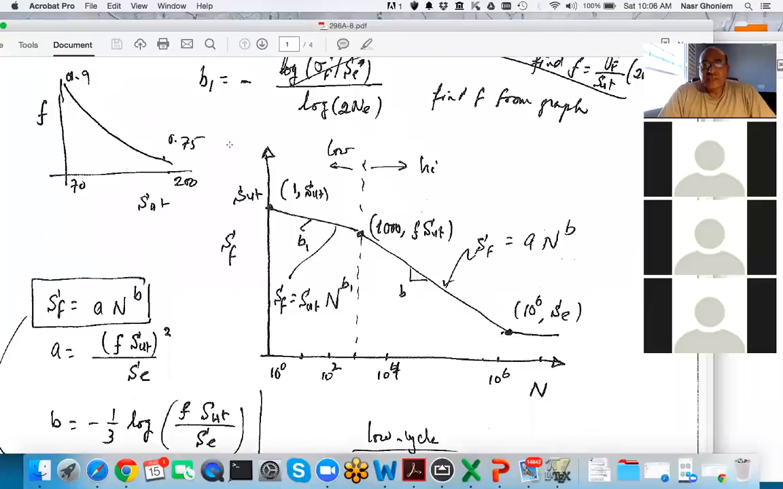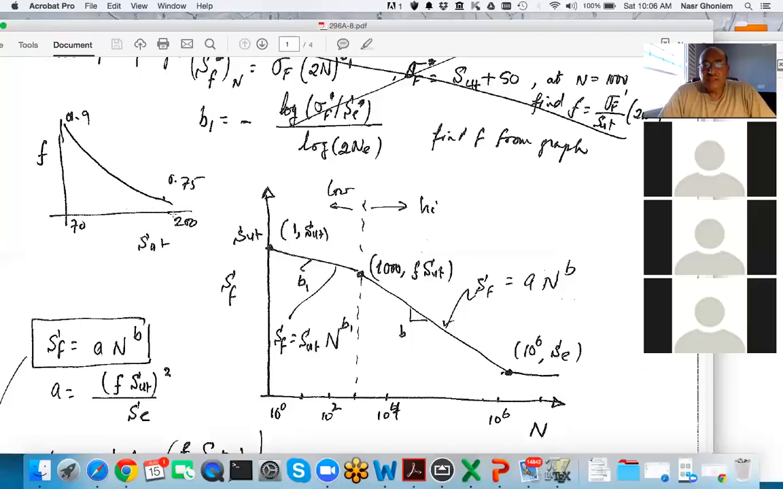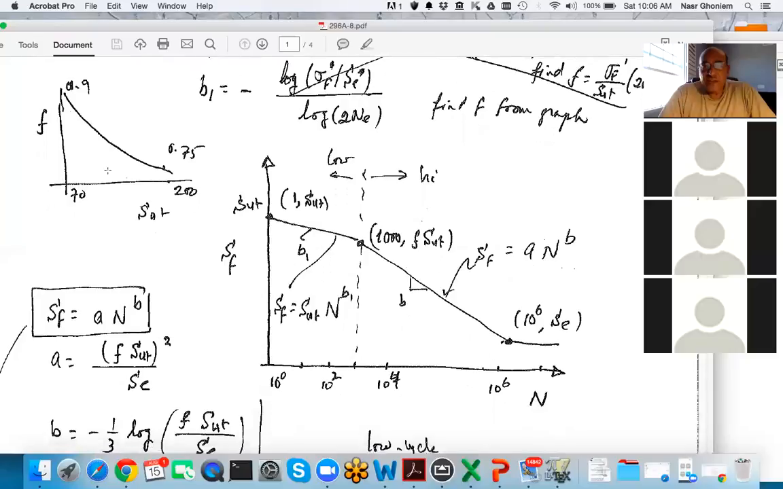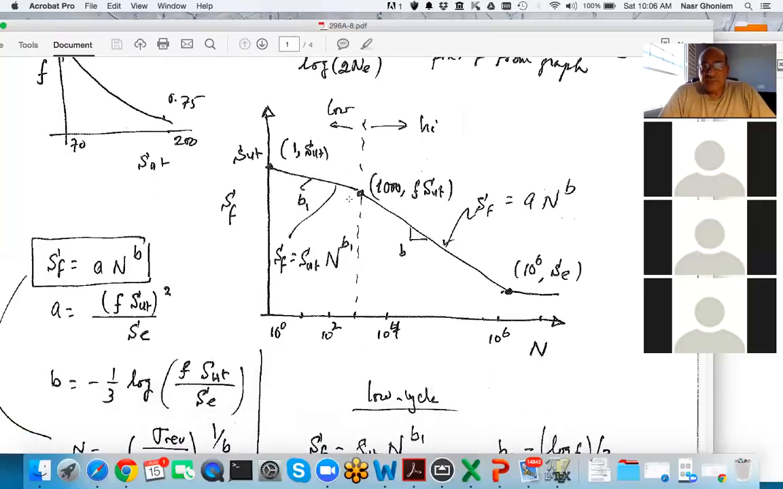There's a graph in the book that shows F as a function of the ultimate strength for steels, and it starts, when the strength is 70 KSI, it is 0.9. When the strength is 200 KSI, it is 0.75, and you have that relationship in the form of a graph. So once we find F for a given strength, then we can determine the Y coordinate of the second point.